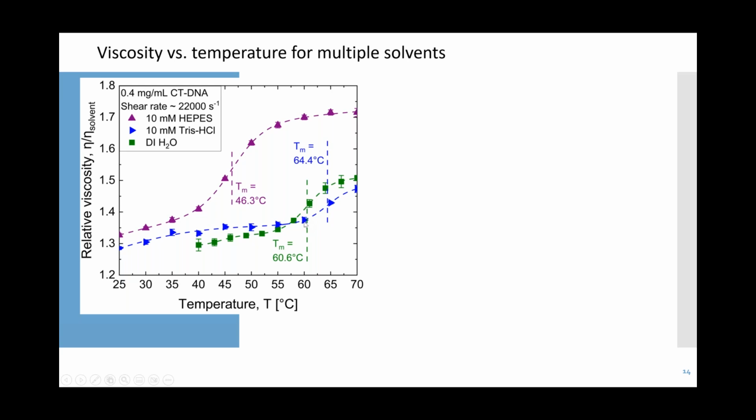Something interesting we saw is that the HEPES buffer doesn't only show a much higher viscosity increase with temperature, but apparently also a lower melting temperature than even water. It's about 15 to 20 degrees lower than the other 2. We know that this HEPES solution has a different pH and charge density than the other 2 solvents, and this is going to help in explaining why it has a different melting temperature and higher viscosity.